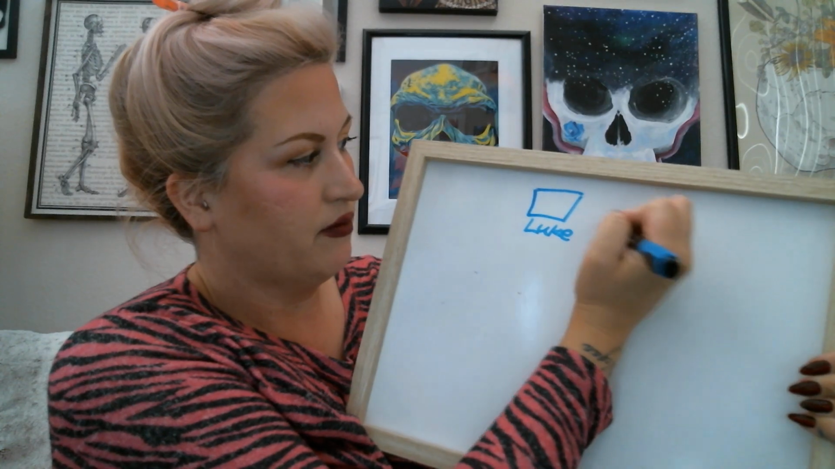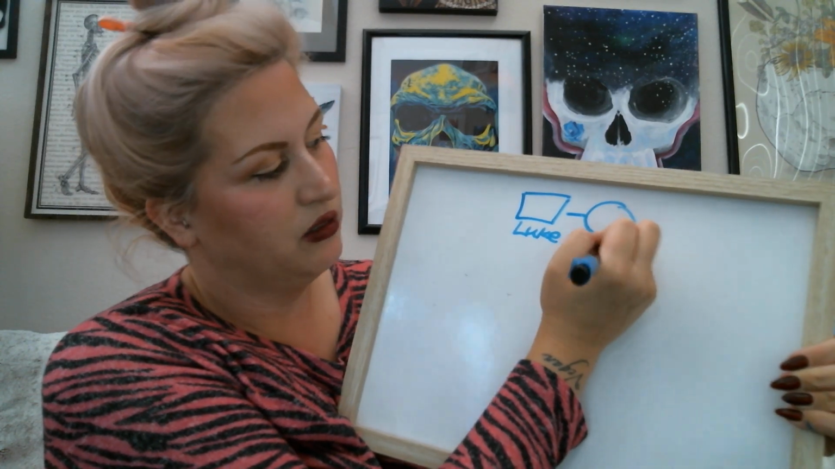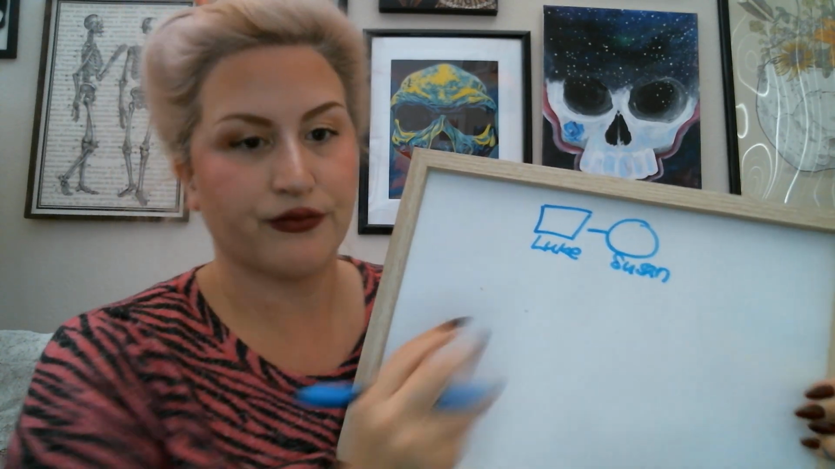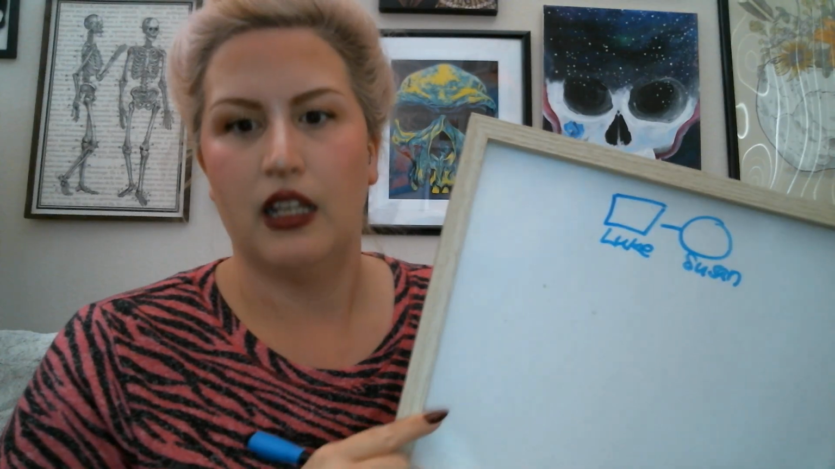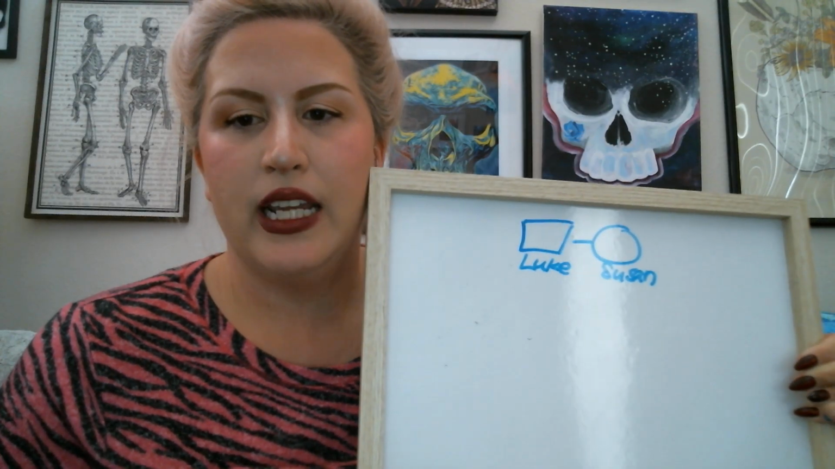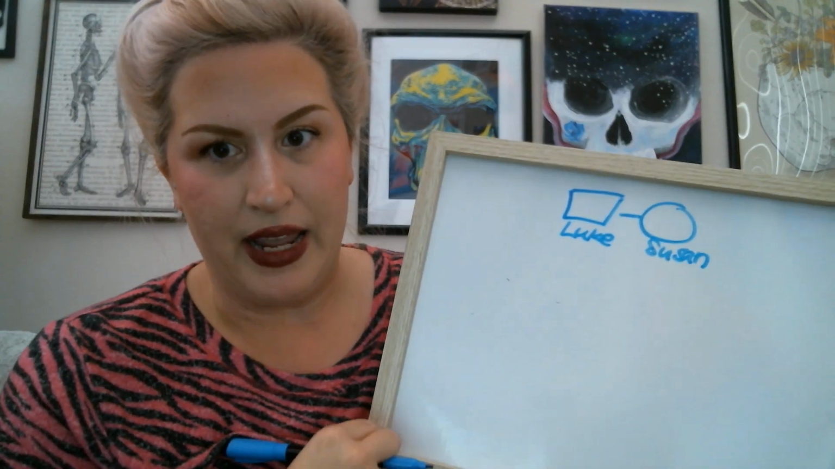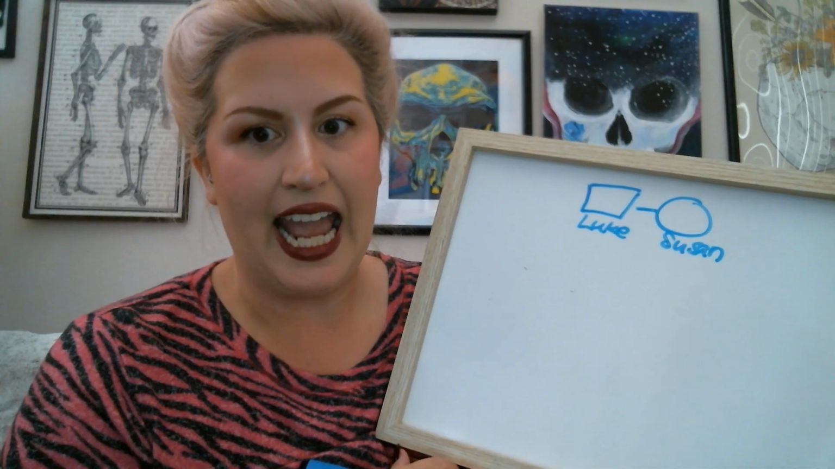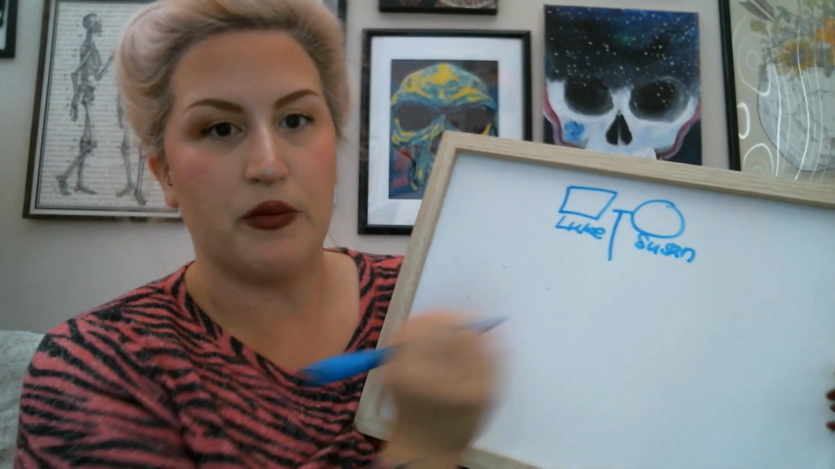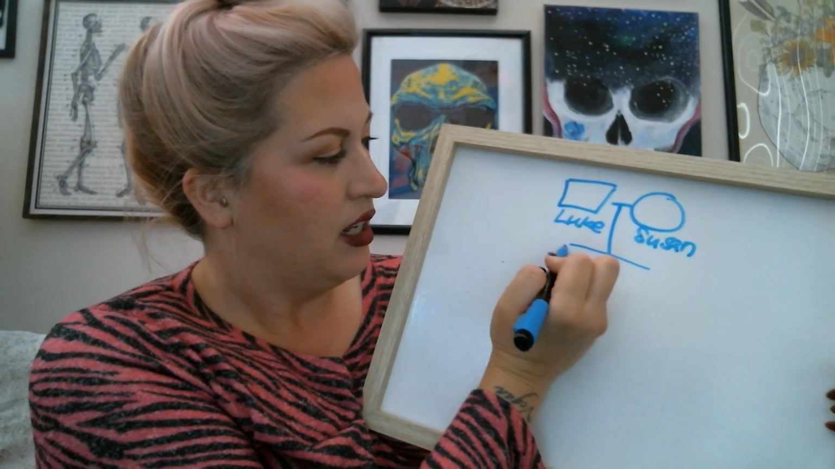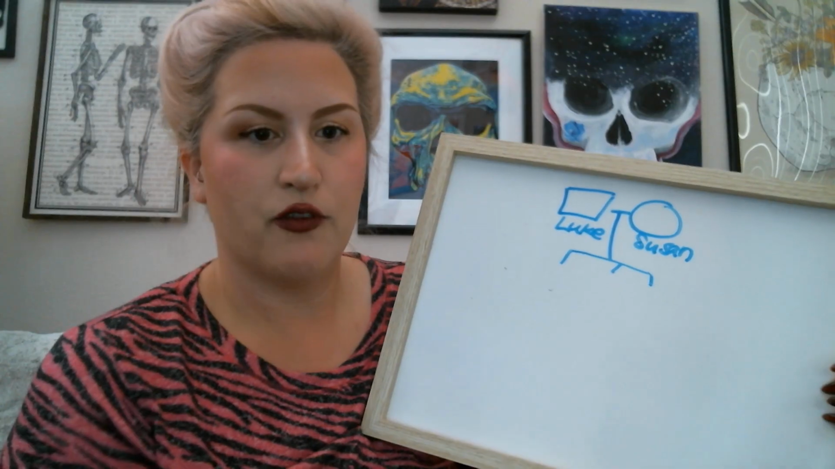So Luke is the square, and then we've got the circle for Susan. Luke and Susan. And they have 3 children. We've got 2 females and a male. We've got Izzy, Teddy, and Ellie. So we'll do the drop down from the 2 of them, and then we'll do the 3 offspring from those.